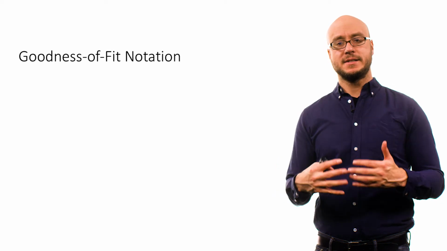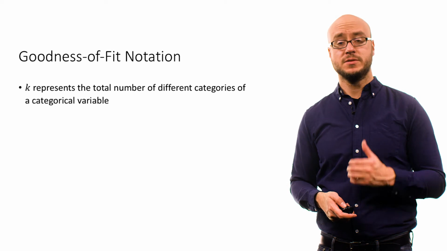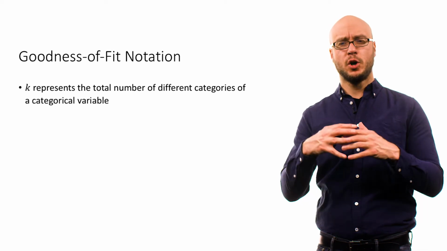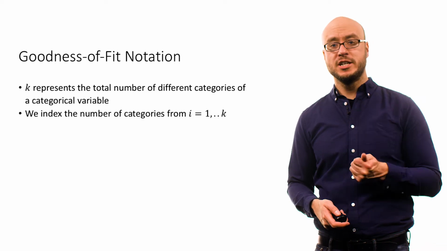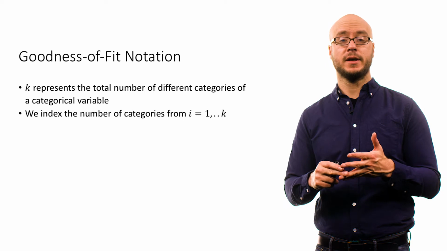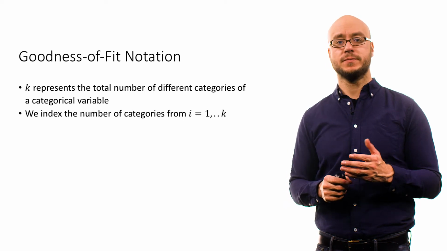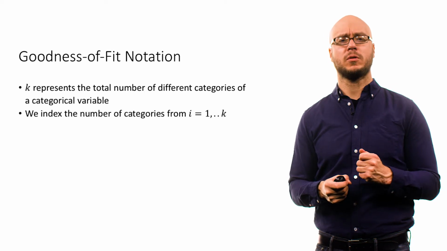The goodness of fit test has a certain kind of notation. The notation varies somewhat depending on what field of study you're in, but in general, the notation is as follows. We use K to represent the total number of different categories of some categorical variable. So in the religion example, K would equal 3, right? Because we have Protestant, Catholic, and people with no religious affiliation. Those are just the different levels of a factor, or different categories of a categorical variable.